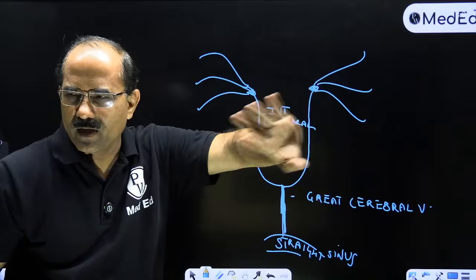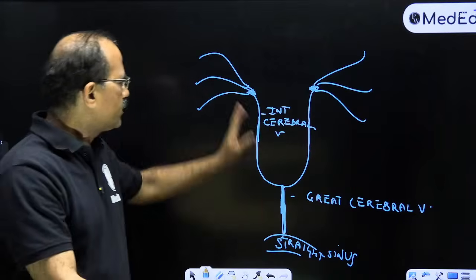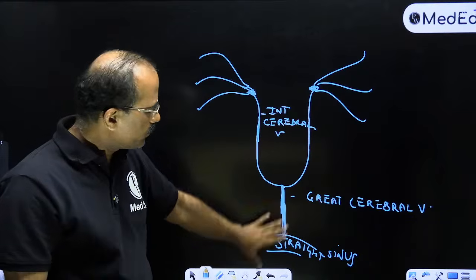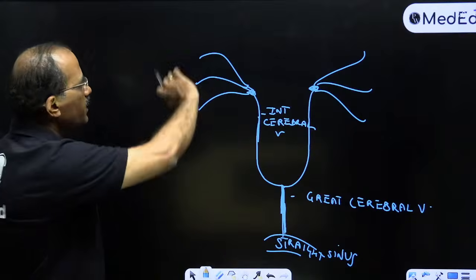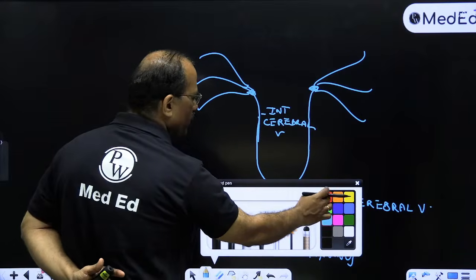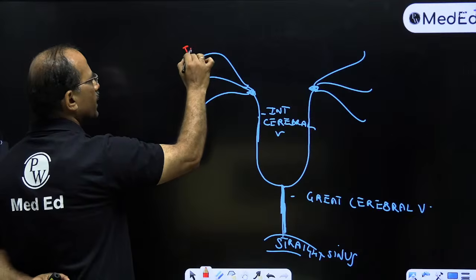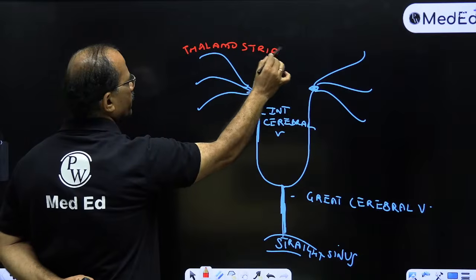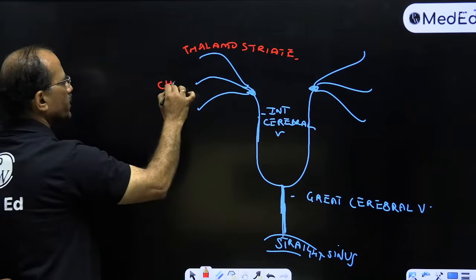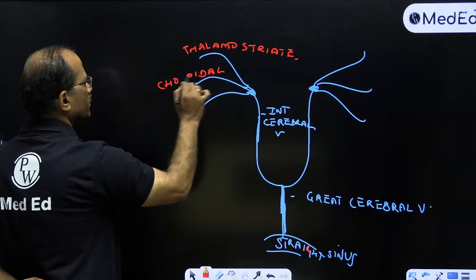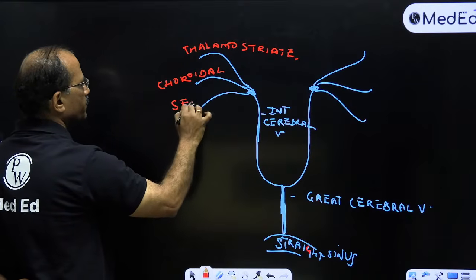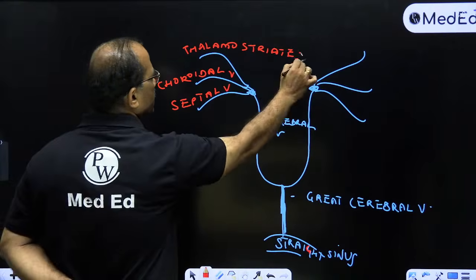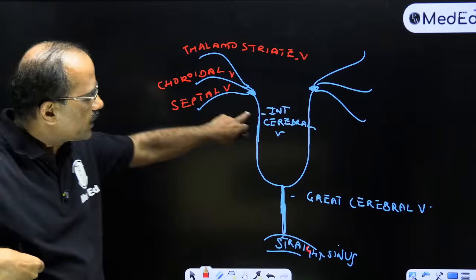This is very easy. I'm making it very easy for you. Two internal cerebral veins join to form the great cerebral vein. Great cerebral vein of Galen drains into straight sinus. The internal cerebral vein itself is formed by joining of three veins. One is thalamostriate. दूसरा है choroidal, and third is septal. So thalamostriate vein, choroidal vein, and septal vein. ये तीन veins है joins to form the internal cerebral vein.